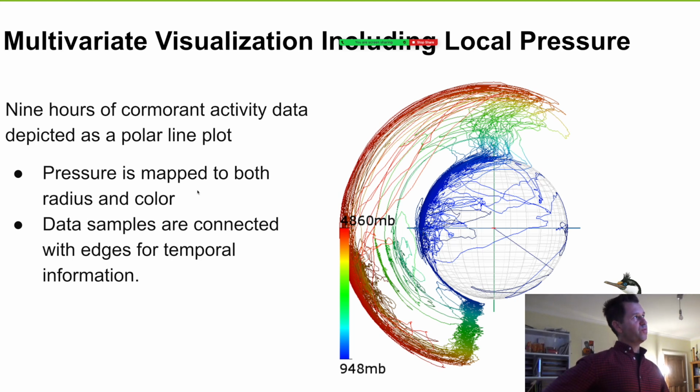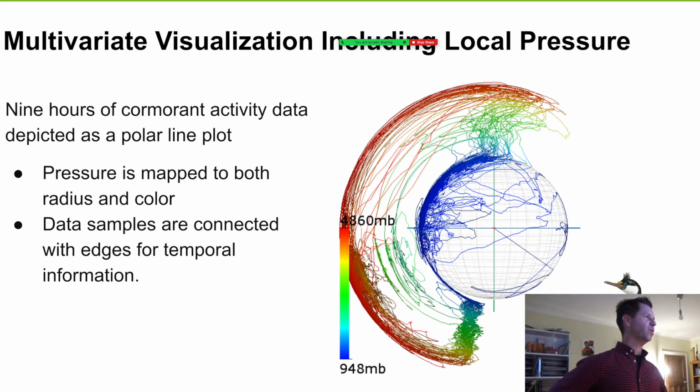And so far up until now, we've only talked about the acceleration, but we can start to include other variates from the animal sensor into the imagery. So for example, we can include pressure. So this is the same 9 hours of imperial cormorant activity depicted as a polar line plot. So instead of the scatter plot, we've taken every data sample and we've connected every data sample by two edges, and those edges encode time, and they form a line. And then we can also incorporate pressure. So pressure is mapped to both the radius and the color. So if we start from the center of the polar coordinate system, this is the lowest pressure. And as we move away from the sphere, the pressure increases. So as the radius increases away from the center of the sphere, the pressure also increases.